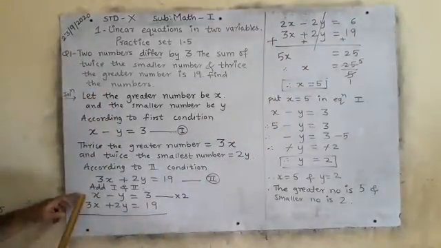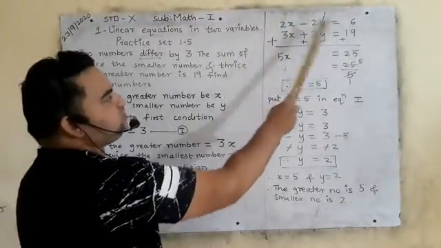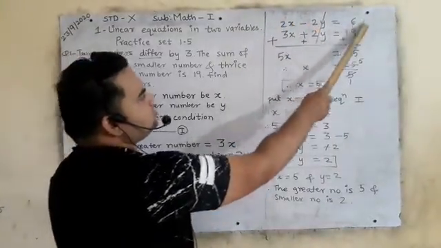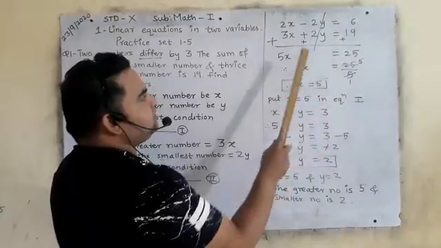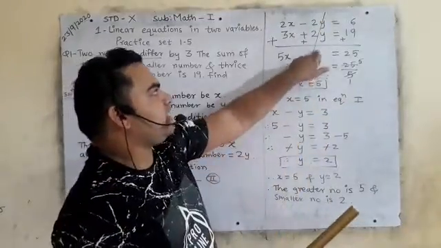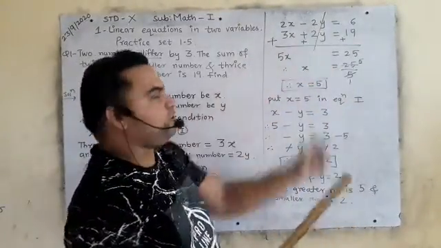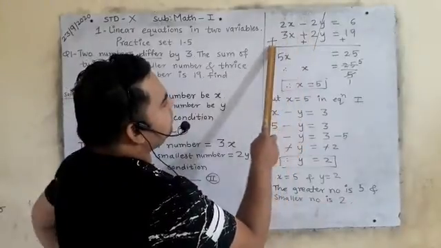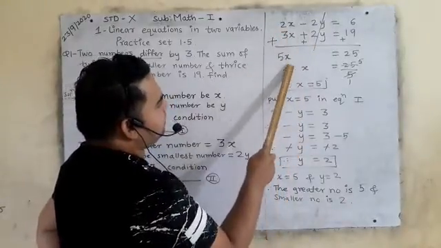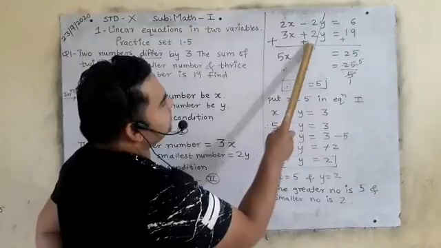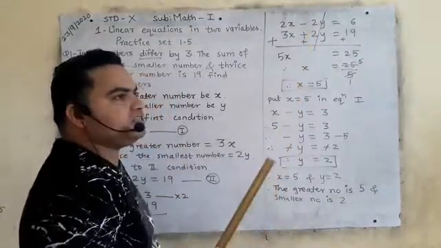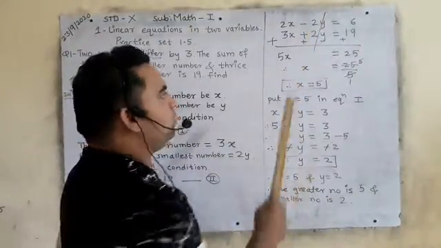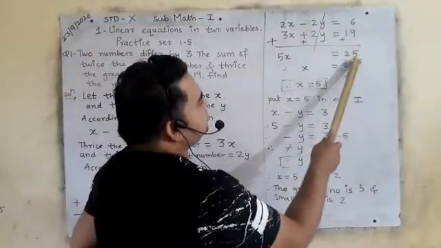How? 2 ones are 2, 2 threes are 6. So the first equation changes to 2x minus 2y is equal to 6, and the second equation stays as it is. Now we will add: 2 plus 3 is 5x. Minus 2y and plus 2y are opposite, so they become 0. Now 6 plus 19 is 25.